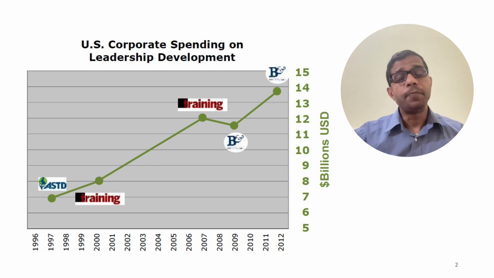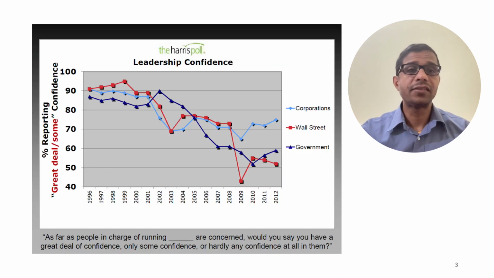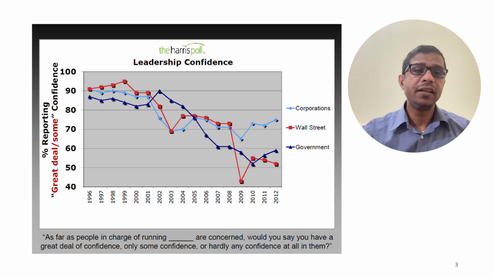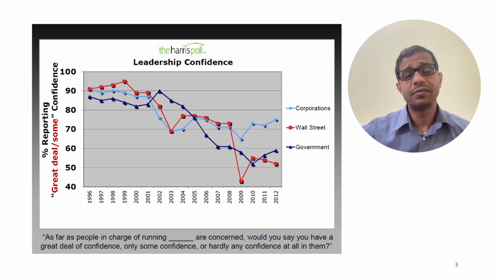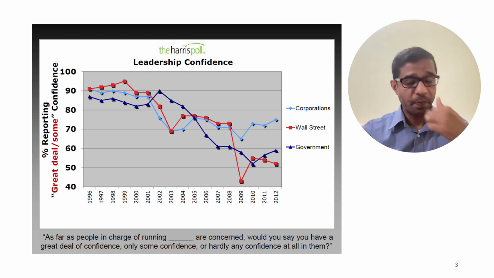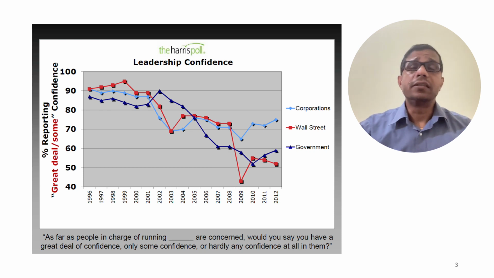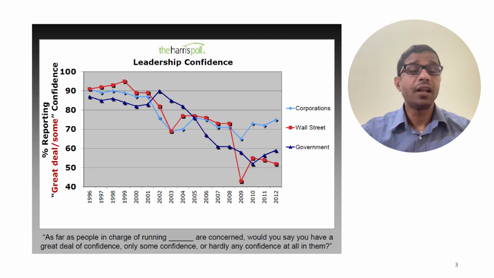This is all good. But if we see some other statistics, this is statistics about how confident are people about their leaders. Do they trust their leaders or do they not trust their leaders? And what we see here, this is data from the Harris poll, and you see over the years people's confidence in leaders has been declining, and this is happening at varying rates in corporations, Wall Street, and in governments. But overall, we still see there's a decline across all the sectors. This is, of course, data only about United States, but there is probably no reason to suspect that the trends in other parts of the world are dramatically different from what we see here.